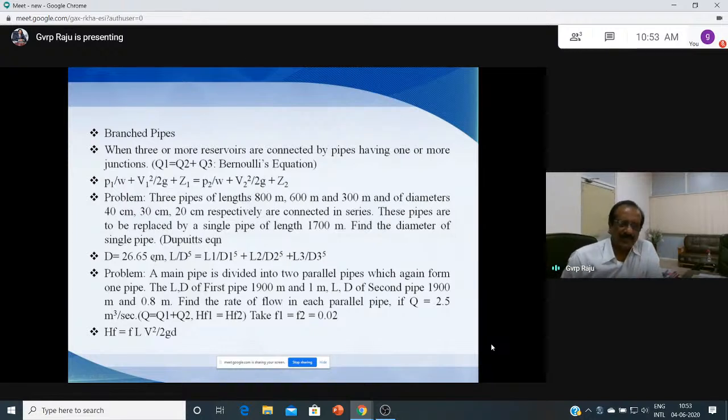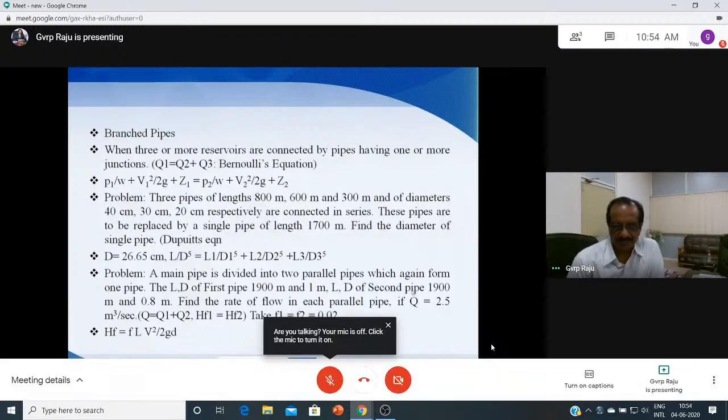The second problem: a main pipe is divided into two parallel pipes. So this is the problem of pipes connected in parallel, which again form into one pipe. The length and diameter of the first pipe are 1900 meters and 1 meter. The length and diameter of the second pipe are 1900 meters and 0.8 meters. Find the rate of flow in each parallel pipe, if the total quantity of water is 2.5 meter cube per second. So this is the problem when the pipes are connected in parallel.